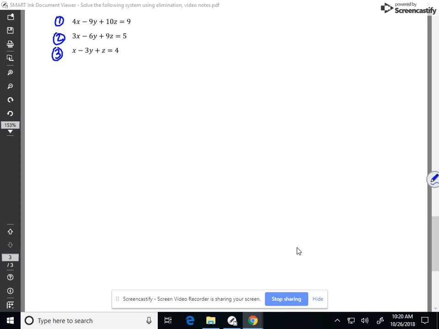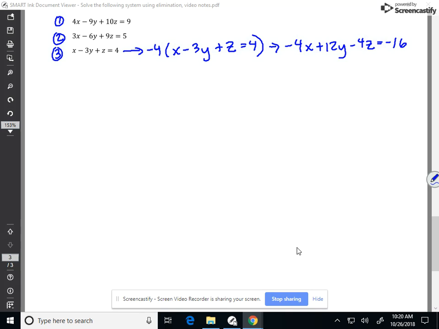And let's try to eliminate the x variable. We haven't done that yet. So if I take equation 3 and I multiply it by -4, what that's going to do for me is give me a -4x. And when I add that back to equation 1, it's going to cancel out the positive 4x. So again, multiplying equation 3 by -4. Okay, that's going to give me -4x plus 12y minus 4z equals -16.